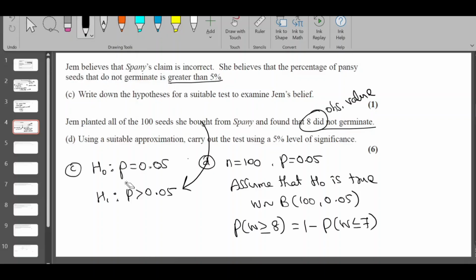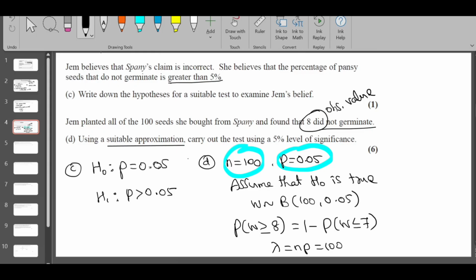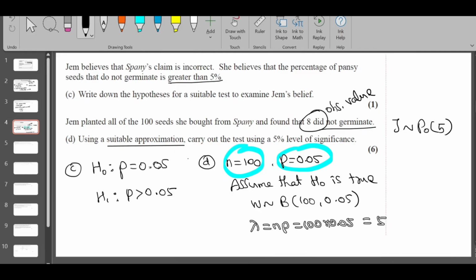Wait, but we did not read the question carefully. The question clearly says use a suitable approximation, right? So when N is large and P is small, we don't just blindly apply the distribution. We need to apply approximation. So N is large, P is small. It can be approximated by Poisson, right? Lambda is NP, 100 times 0.05, is 5. So we can write J follows Poisson distribution of 5. We need to write these steps first.